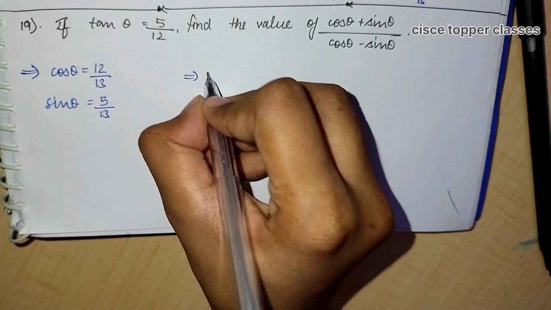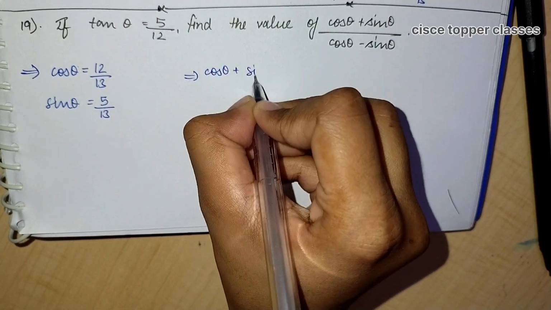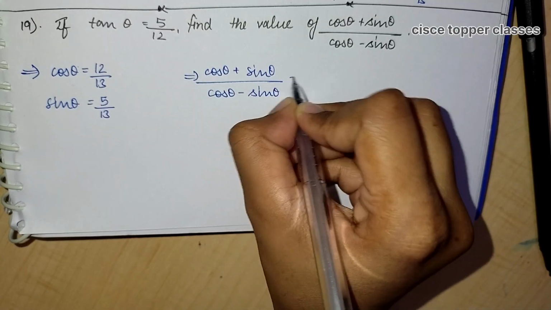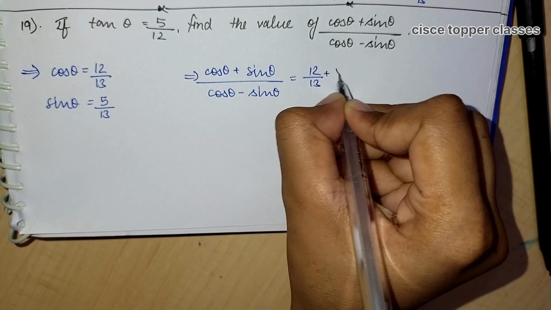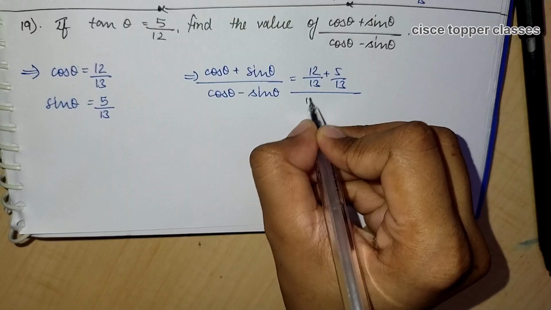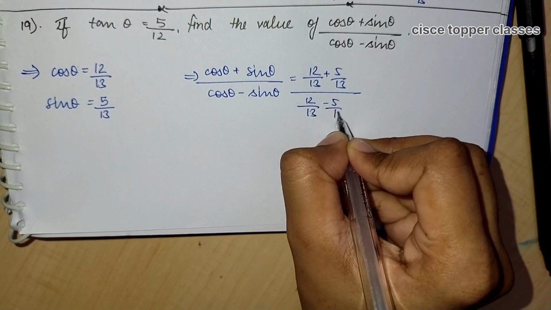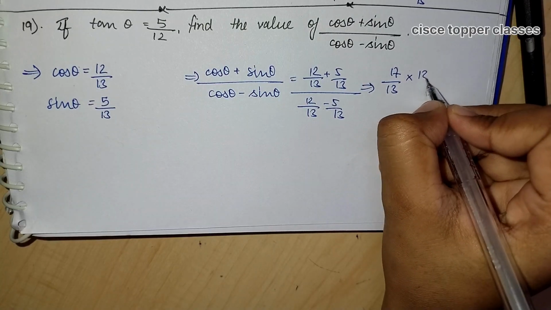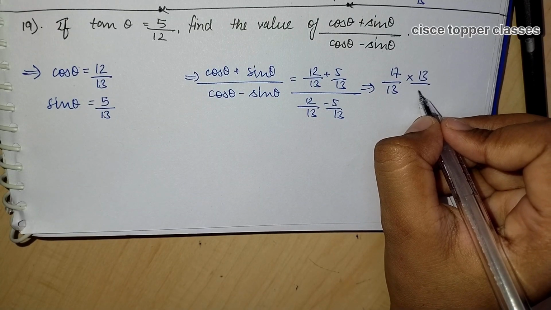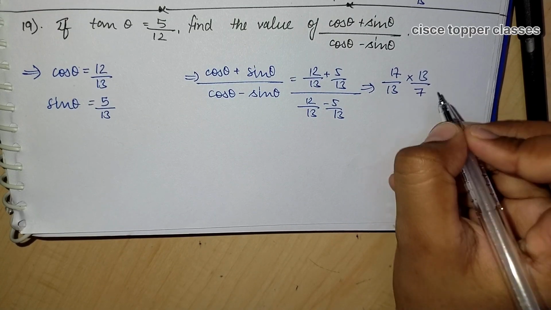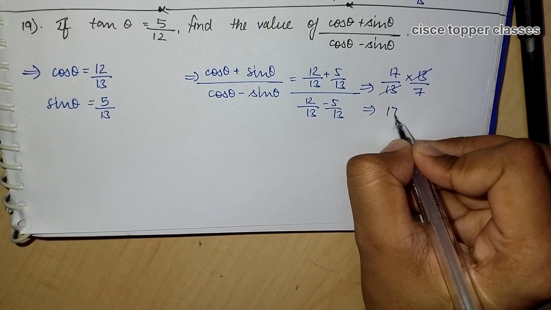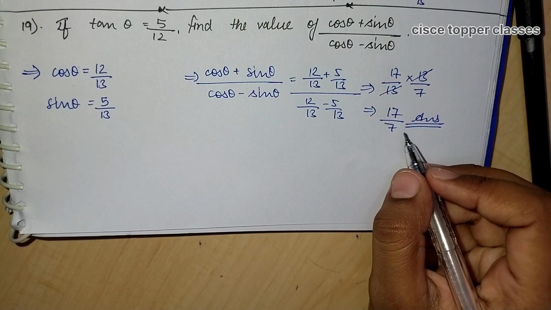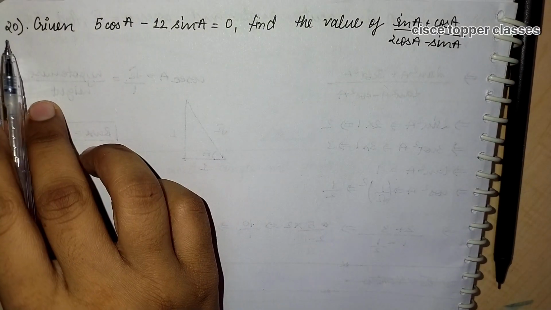We will put the value in this part. So this will be cos theta plus sin theta divided by cos theta minus sin theta. So here this will be 12 by 13 plus 5 by 13 and here 12 by 13 minus 5 by 13. So this will be 17 by 13 into 13 by 7. So this will be cancelled out and here we will get 17 by 7 as the final answer in this question. So this is the solution of 19 question. Let us solve here 20 question.